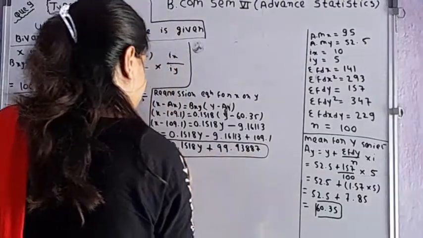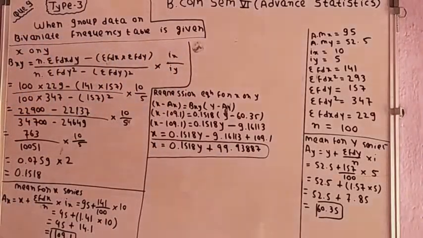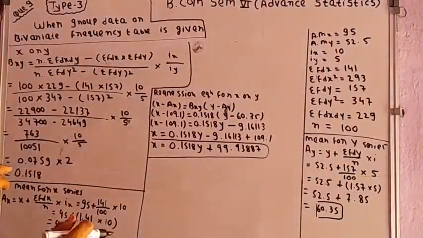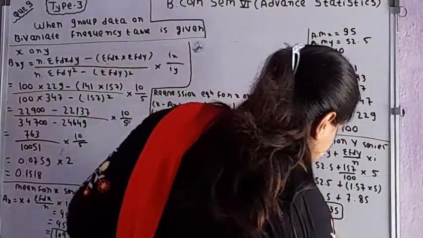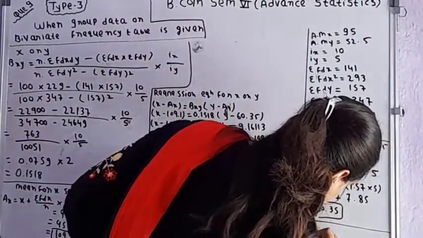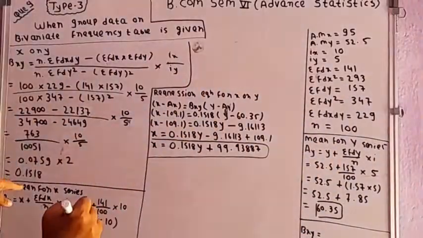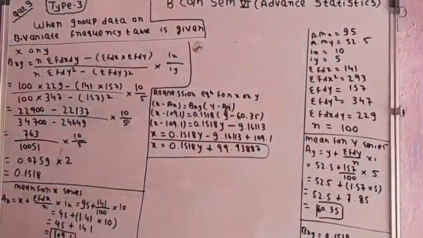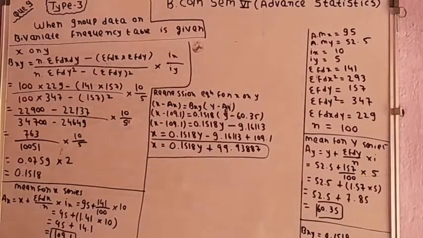Okay, now we'll have to calculate the regression equation for y on x as well. For that we will need the regression coefficient of y on x. First of all, we will note down this regression coefficient of x on y here, because it will be required to calculate the coefficient of correlation. It is 0.1518. Now after this we'll have to find out the regression coefficient of y on x and the regression equation for y on x.